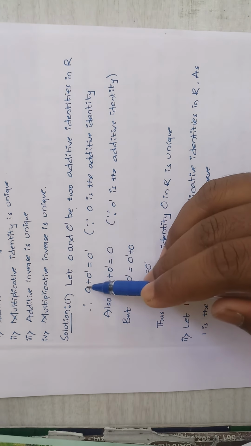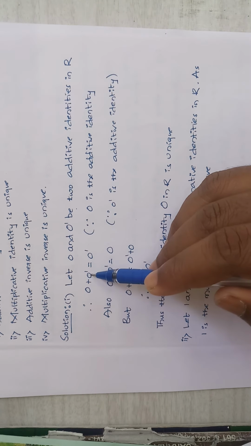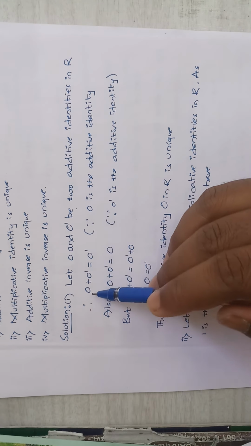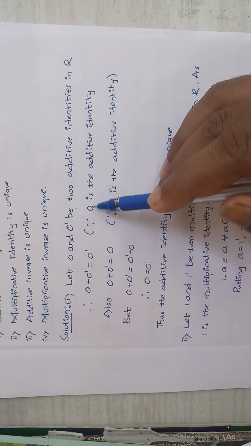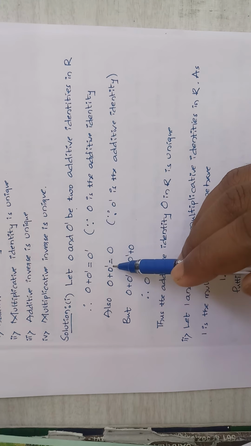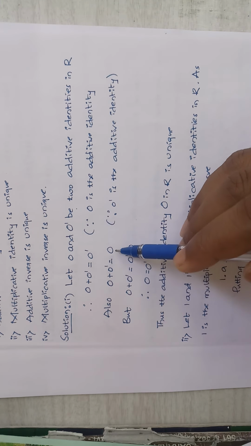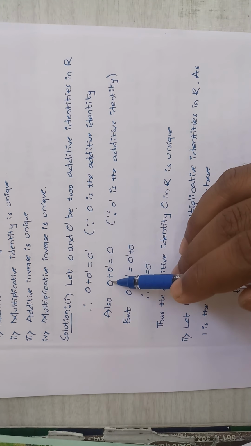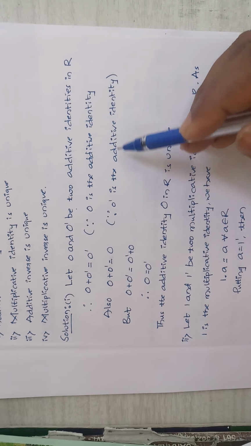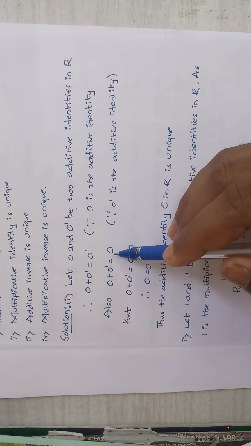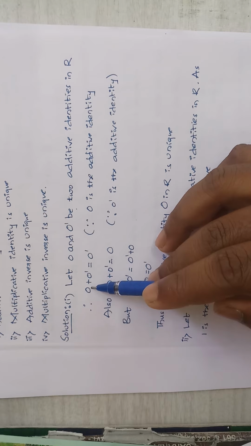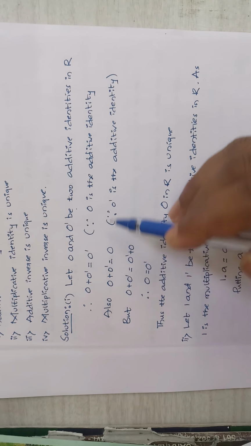Here we get 0 as the identity element, and in place of A I am taking 0 dash, so 0 plus A is A. Here 0 plus 0 dash is 0 dash. Therefore 0 is the additive identity. Also 0 dash is an identity element, so 0 plus 0 dash is equal to 0. Here we are getting 0 dash as the additive identity, because 0 dash plus 0 gives the result 0. So in this case 0 is the identity element, and in this case 0 dash is the identity element.